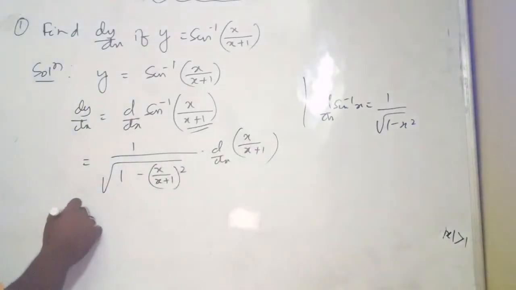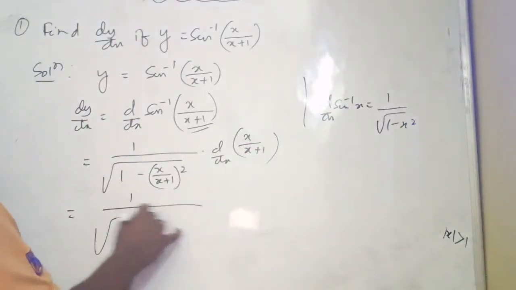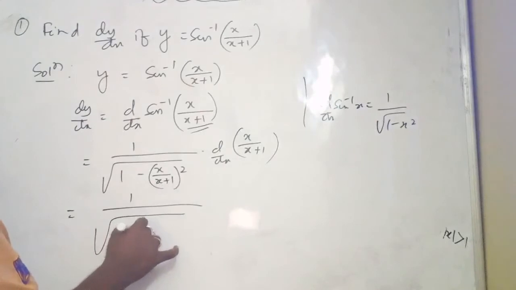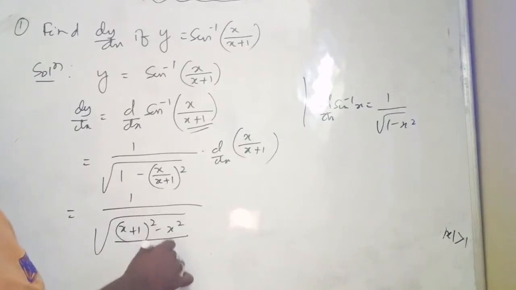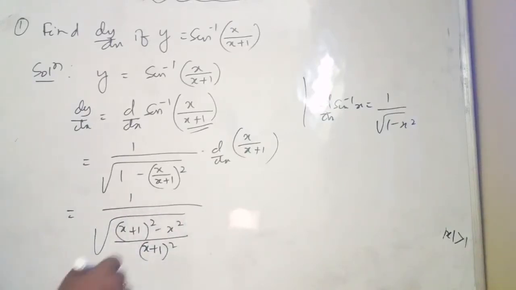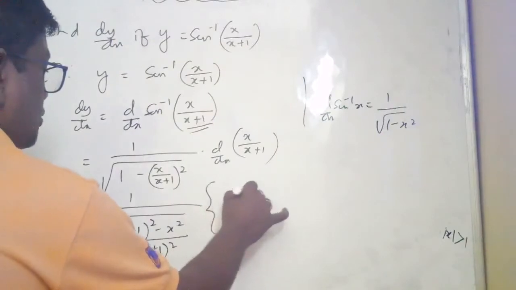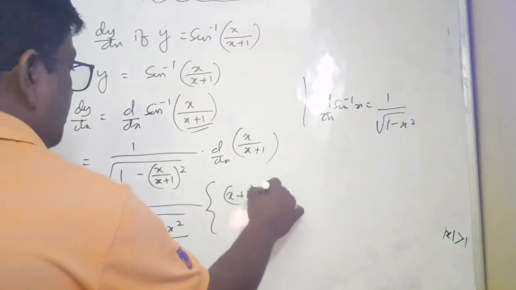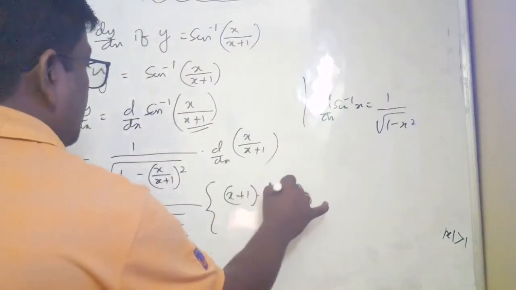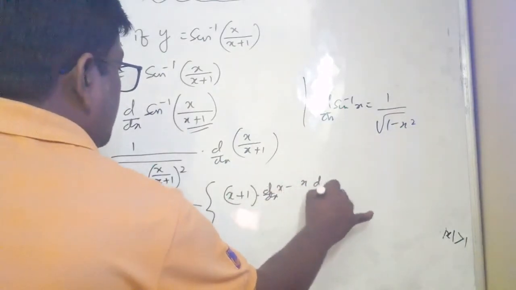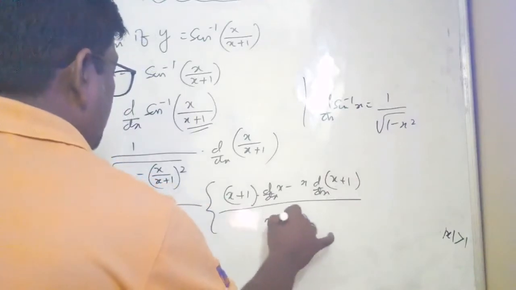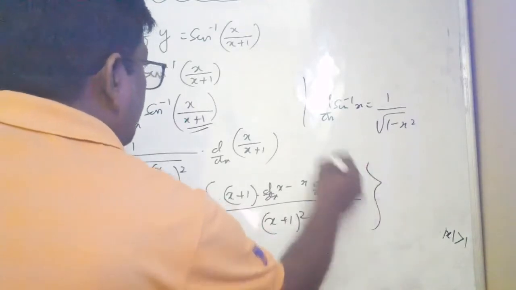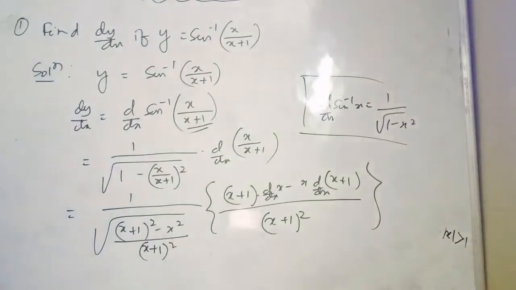So this is equal to 1 by root over x plus 1 whole square minus x square, divided by x plus 1 whole square. Divided by x plus 1 whole square. This is the v du rule: x plus 1 into derivative of x minus x into d by dx of x plus 1, by v square. This is x plus 1 whole square. Clear? And this is equal to what?